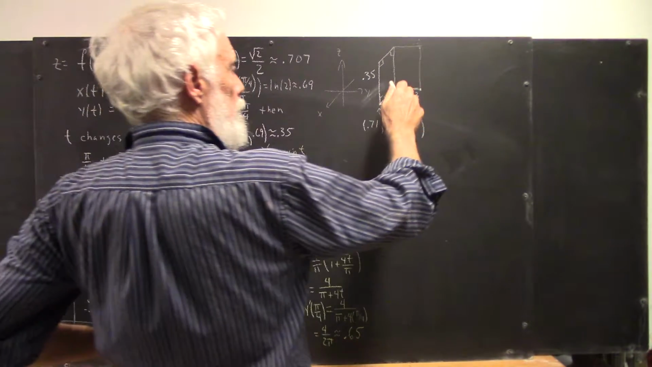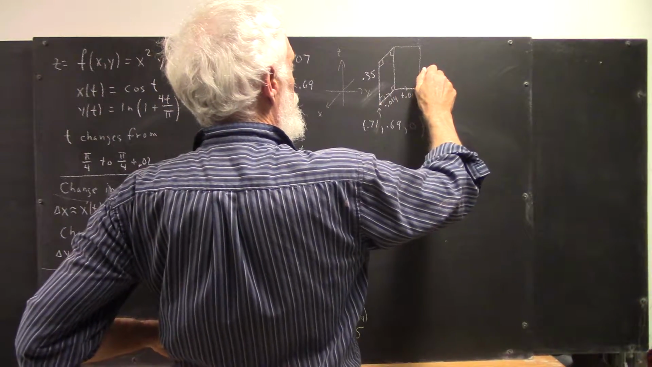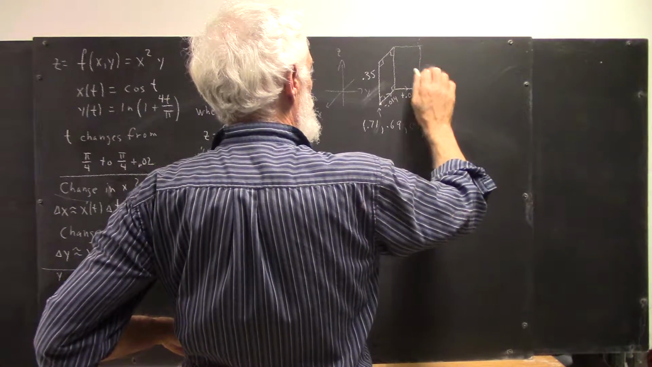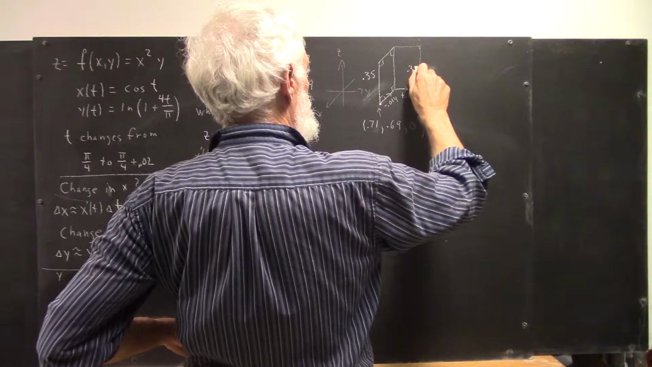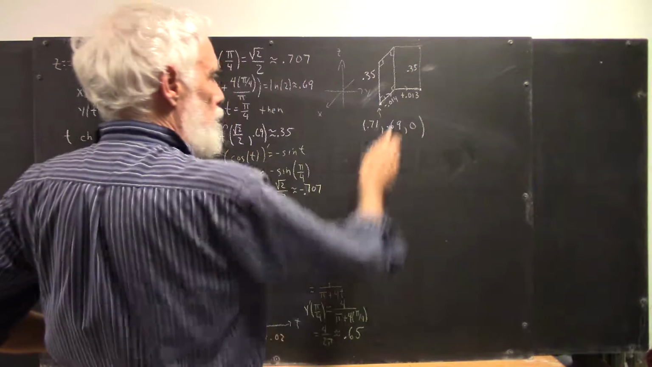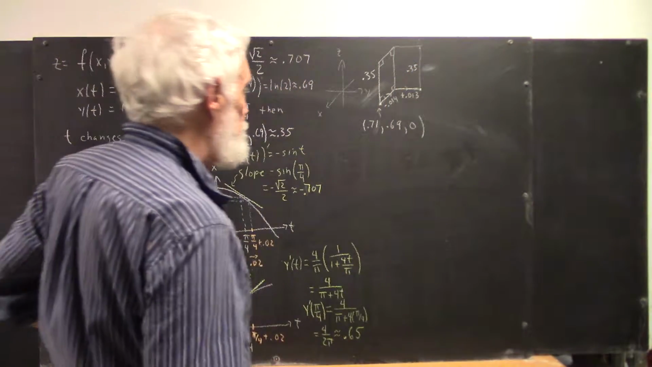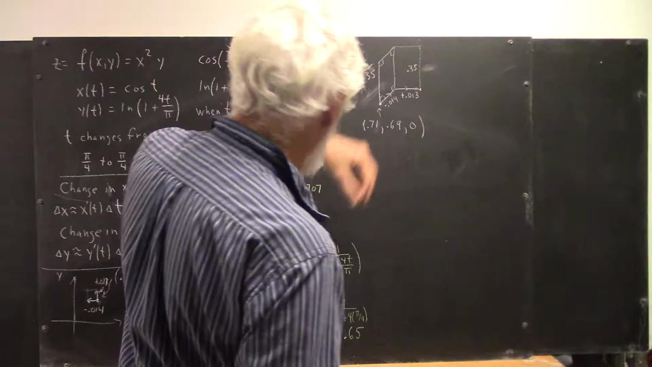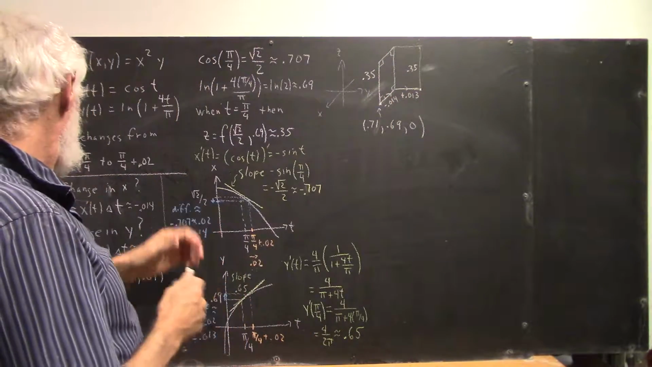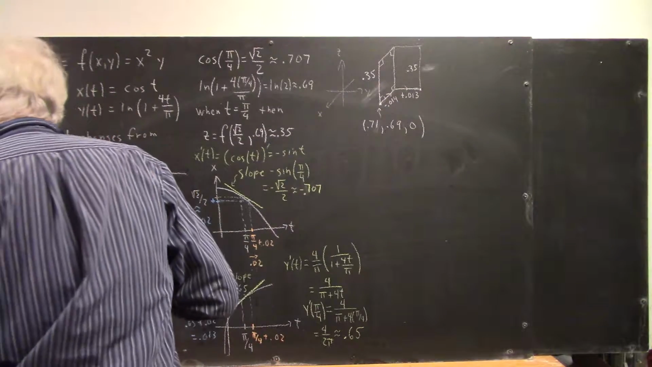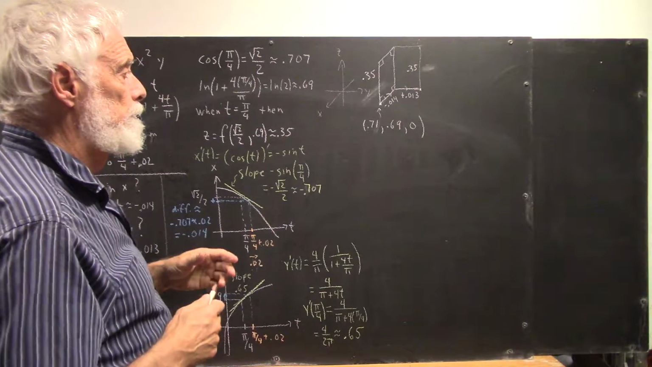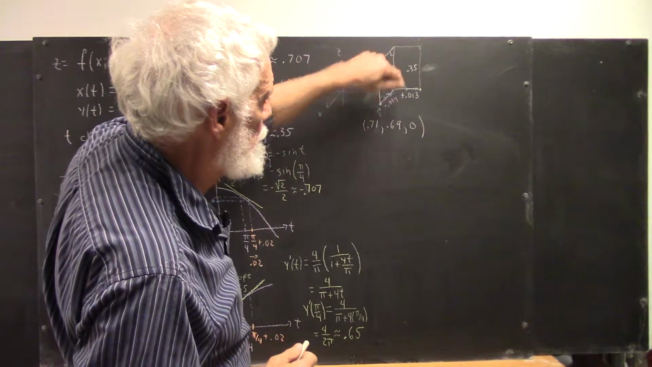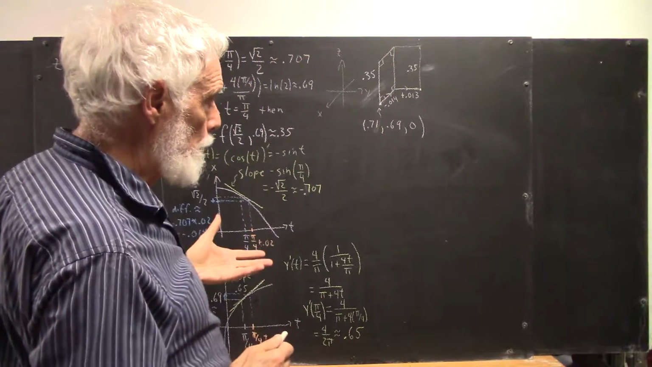Okay, and all these rectangles have sides 0.35. And maybe I'd better label that one inside because of what I'm going to do shortly. And of course this is 0.35 too. 0.35 also, not 0.352. Okay. The x value changes by negative 0.014.